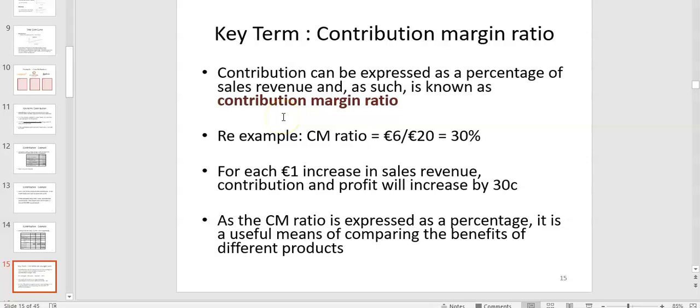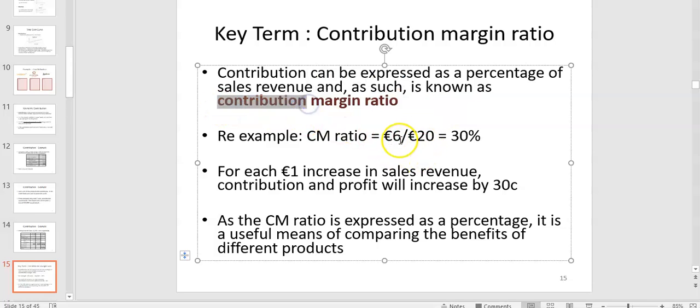Right? So one way we can look at it and express it is this thing called the contribution margin. The contribution margin ratio puts the contribution over the revenue. Remember, we talked about markup and margin already. Margin is a profit figure over revenue. We're now using contribution as the profit. So the 6 over the 20 is 30%. What that means is for every extra euro in revenue, I'm earning 30 cents of contribution.